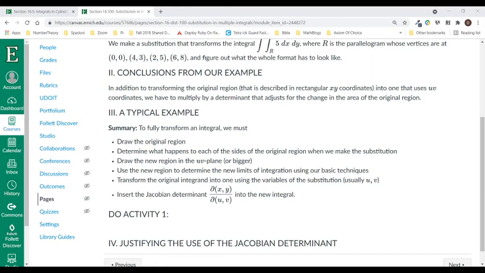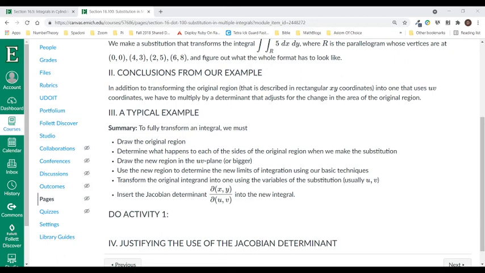Okay, what we're going to try to do here is a fairly typical example, at least early example, of how to go through a substitution. The conclusions we got from our first example, I just want to write down first. So for example, I can see something that says draw the original region, which is what we did. What we did in the first one was we figured out what happened to each of the points of the corners. Now that's fine if you actually have a linear substitution.